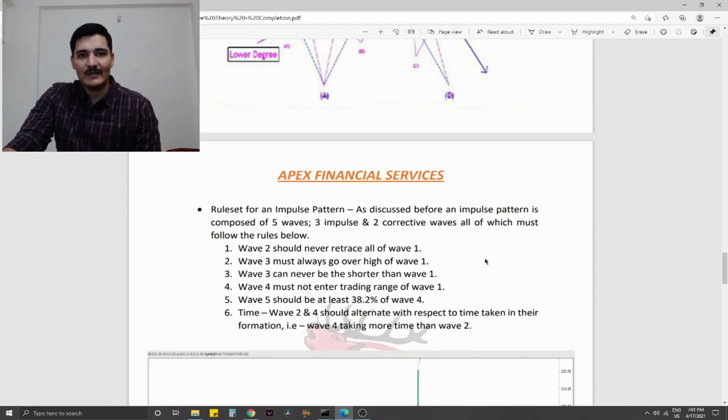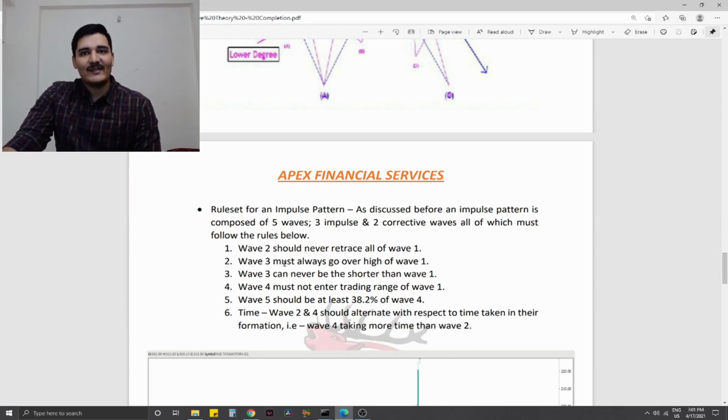Now we'll look at that with an example, but first talking about the rule set for an impulse pattern. Now, as discussed before, an impulse pattern consists of 5 waves, 3 impulse and 2 corrective waves, all of which must always follow the rules below. Now the first rule says that your second wave should never retrace all of wave 1. Now we are just going to be going through the rule set. I have one drawn chart underneath that, so we'll be looking at that later on.